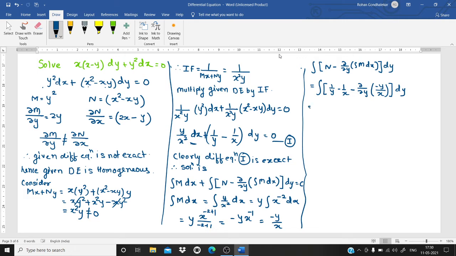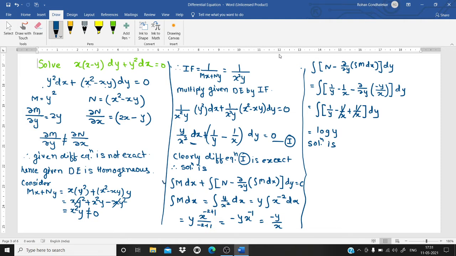So now what happened with this? This is integral of 1 upon y minus 1 upon x. This minus minus becomes plus. Derivative of y with respect to y is 1. So this is 1 upon x, then dy. So minus 1 upon x plus 1 upon x get cancelled. So integral of 1 upon y dy. So what is the answer? The answer is log y. Clear?